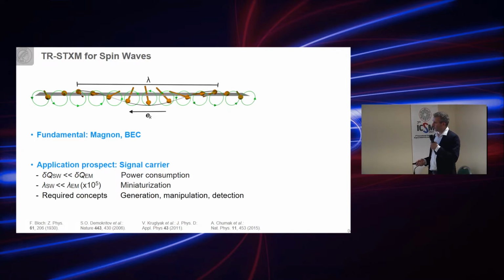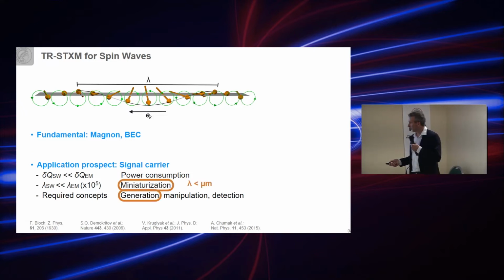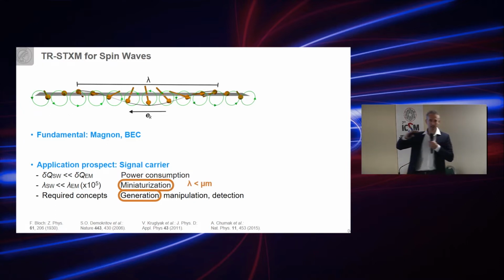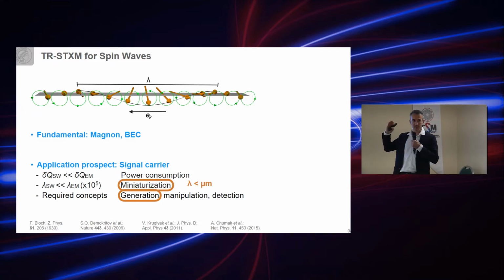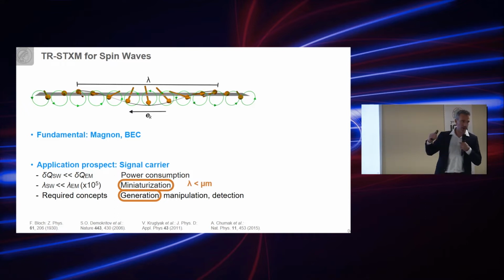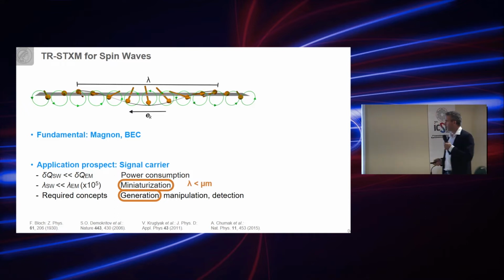And as it also was already pointed out, in order to maybe apply this one day in technology, we need reliable and efficient ways for generation, manipulation, and detection of spin waves. And in our work, we were focusing on this first aspect here, in particular in combination with miniaturization. So we wanted to address spin waves significantly smaller in wavelength than a micron, and possibly 100 nanometers.